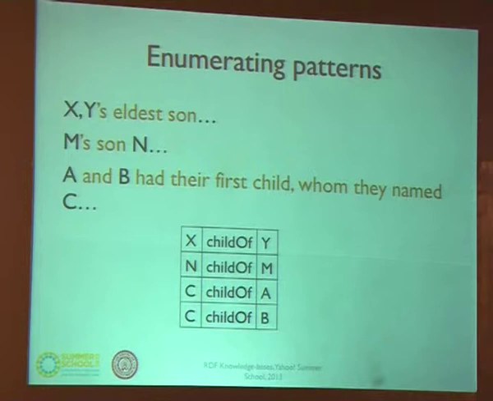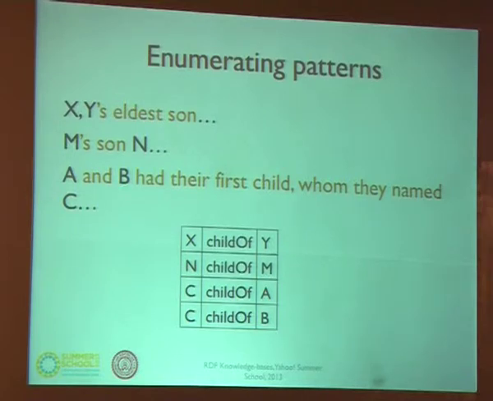So here are a bunch of example patterns. If you have something like X comma Y's eldest son, then you could extract X is child of Y, right? So you have a sentence, and you match this pattern like apostrophe S. There is a noun phrase apostrophe S eldest son, and so on. If you match that pattern somewhere, then you probably extract this relationship from there, right? Similarly, M's son N. So you infer that N is the child of M.